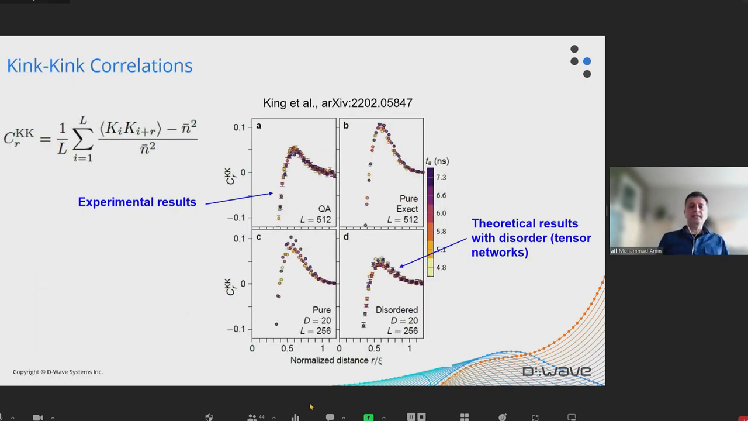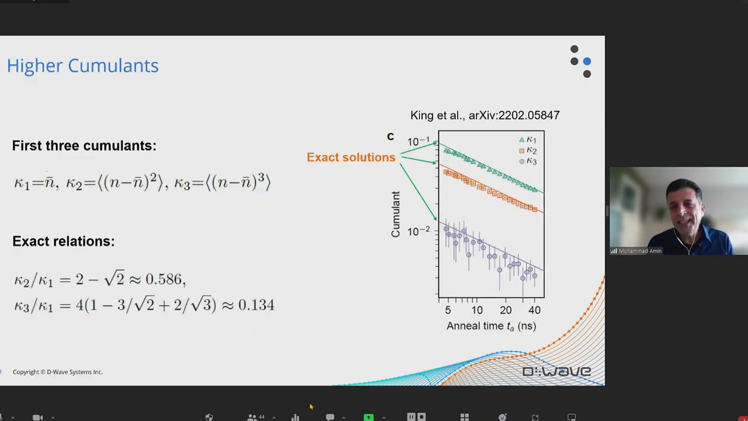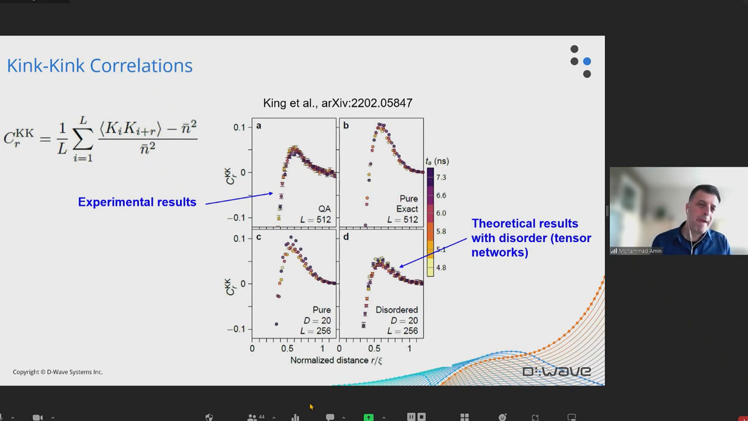Another thing you can look at is kink-kink correlation. Up to now, it was single point statistics. Now you can look at two point statistics. The kink correlation is defined by this correlation length. And now we see that between experimental data and the exact solution, there's a little bit of a difference. Although qualitatively they are the same, there's a peak, but the experimental result at the peak is smaller than the exact solution. So in order to get something similar to the experiment, we had to add some disorder. This is the result of a tensor network with added disorder. And it again agrees almost qualitatively and quantitatively with the experimental data.